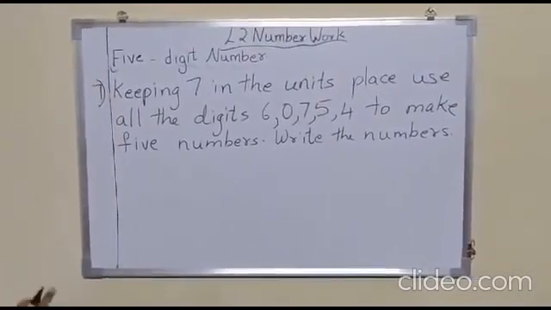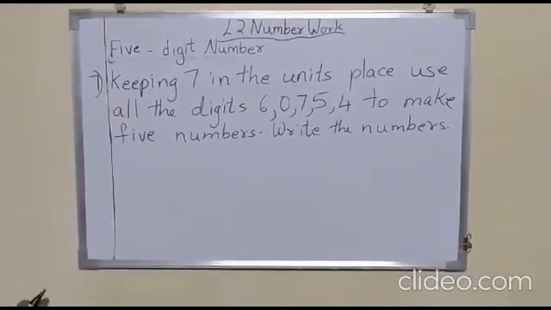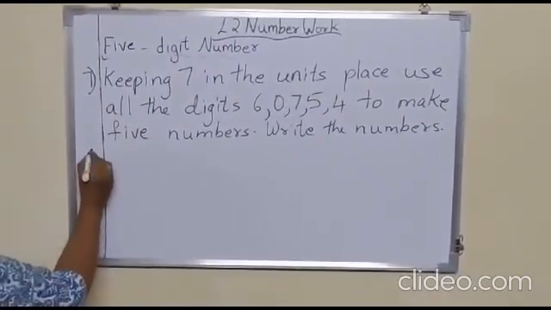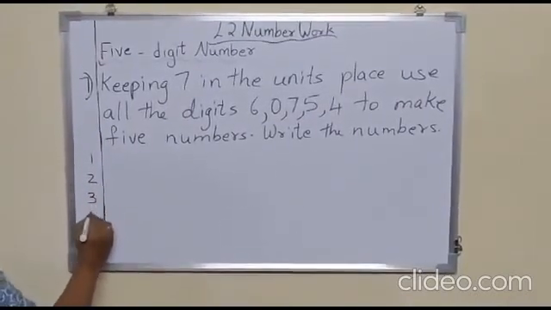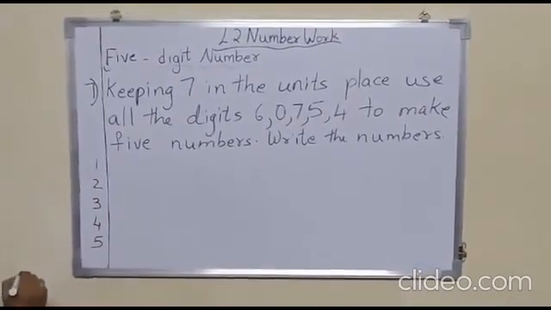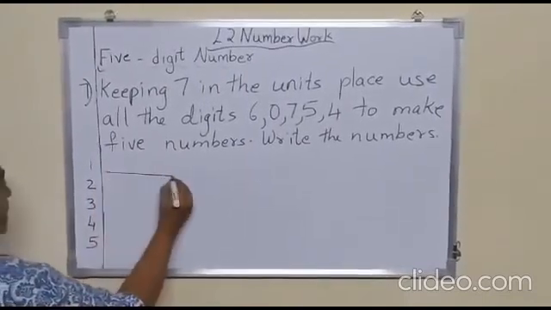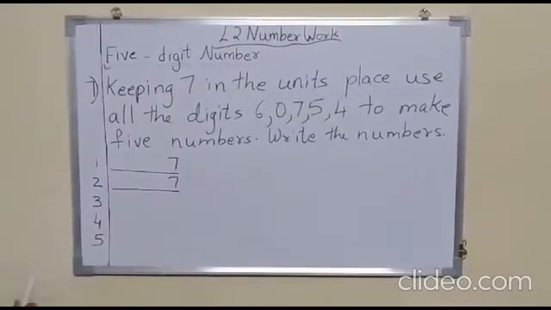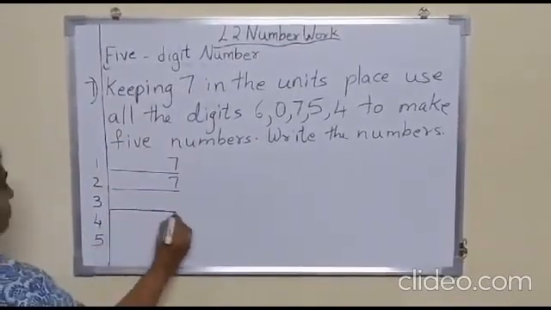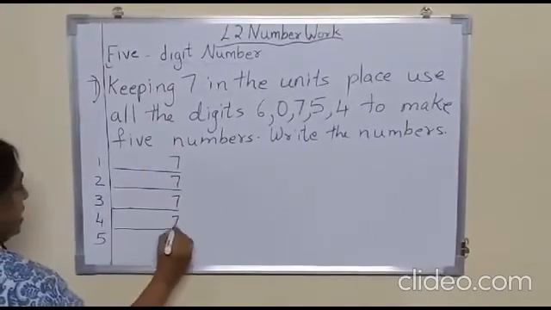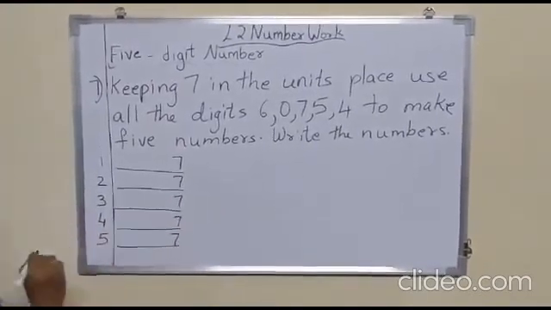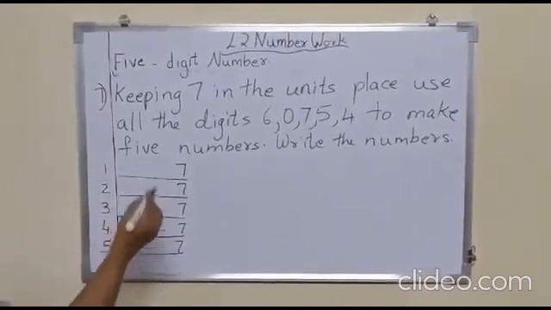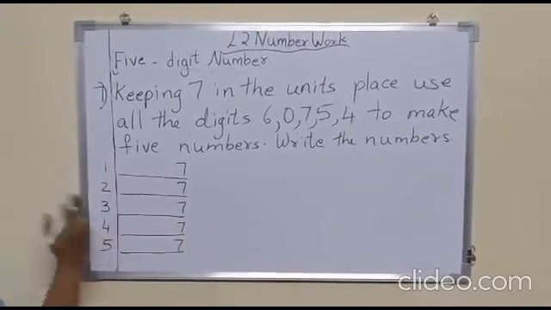Children, now let us do question number 7 from the textbook, page number 11. Keeping 7 in the units place, use all the digits 6, 0, 7, 5, 4 to make 5 numbers. We have to make how many numbers? 5. 1, 2, 3, 4 and 5 numbers we have to make. Now what they have told is when you are making these 5 numbers, in the units place you will keep 7. That means in the unit place in all these 5 numbers, there should be 7. Did you understand? In the unit place, which number should be there? 7. After that, the numbers which are left are 6, 0, 5, 4.